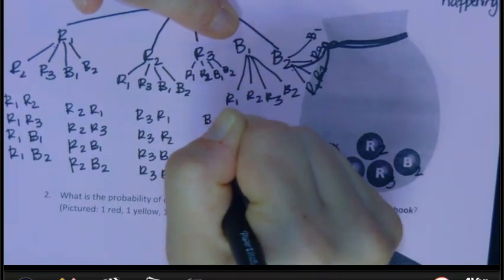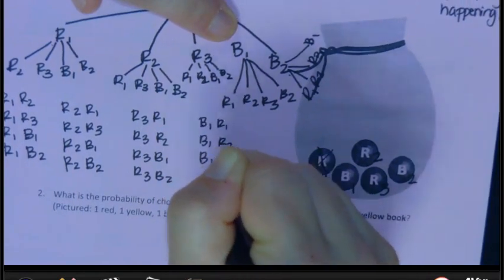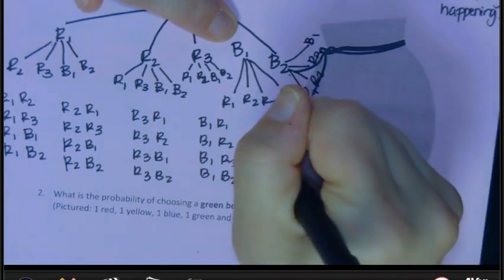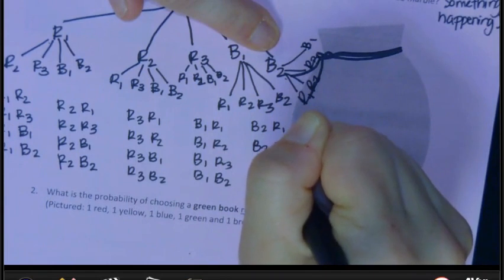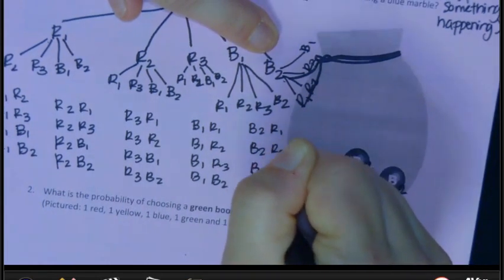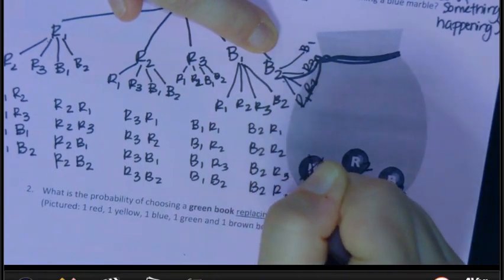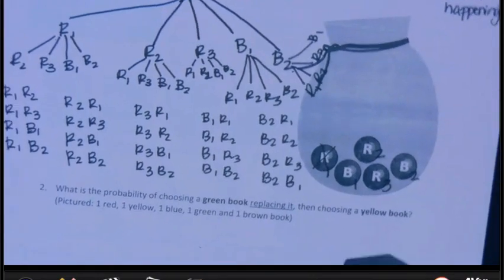B1, R1, B1, R2, B1, R3, B1, B2, B2, R1, B2, R2, B2, R3, B2, B1. There's only 3 R's.